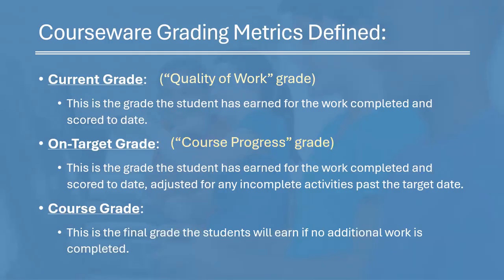The last is our course grade, and this is the final grade the student would earn if no additional work is completed. That's why we often refer to this as our "if the course ended today" grade. Now, these by definition are understandable, but let's take a look at them graphically just to get them to make a little bit more sense.